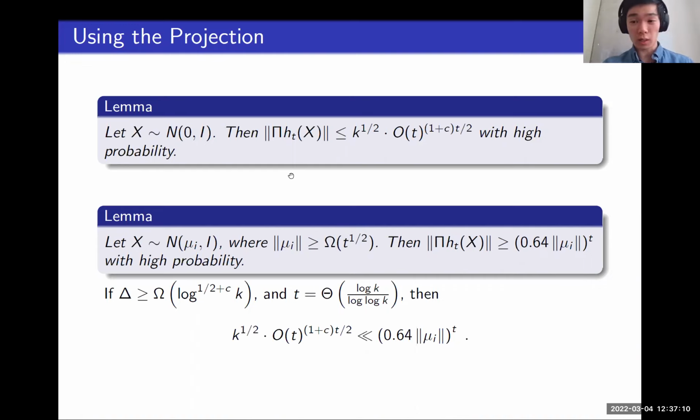The computations are a little bit delicate, but basically the point is that if t is 1 over c times log k over log k, then you can put an extra poly k on the right hand side. So this quantity will be much bigger than this quantity, and the distinguisher will work with high probability.